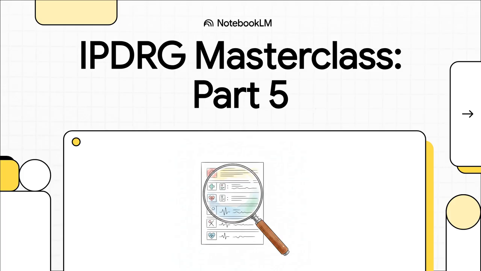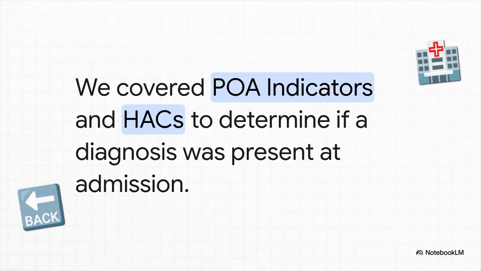Now, today's explainer is a massive one. We're going to cover the Uniform Hospital Discharge Dataset definitions, the UHDDS, and the absolute gold standard official guidelines for selecting your principal diagnosis. But first, let's quickly ground ourselves with a recap of our previous lesson.